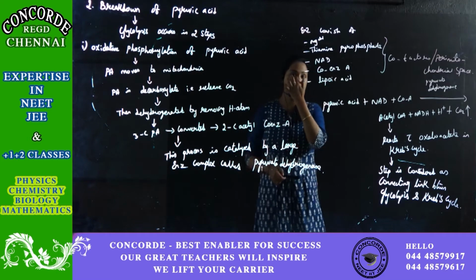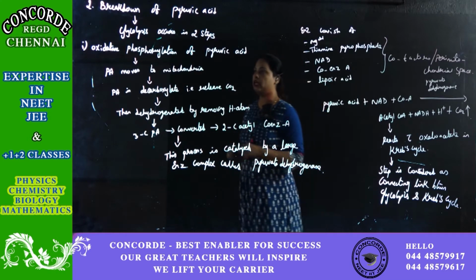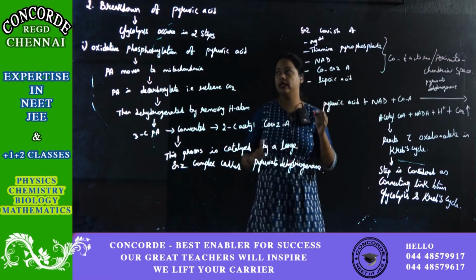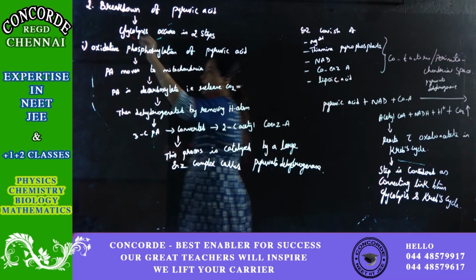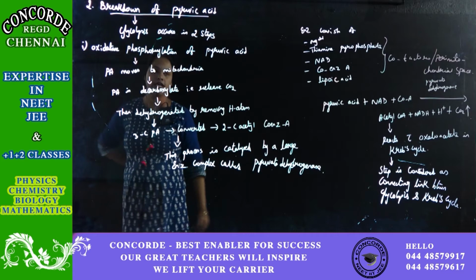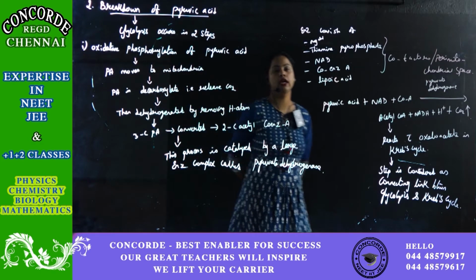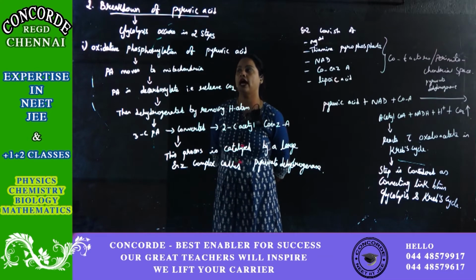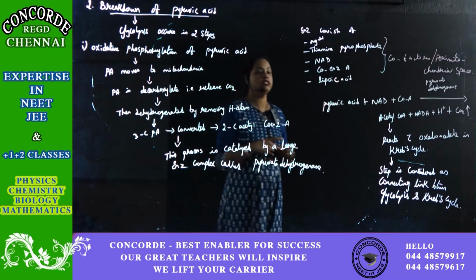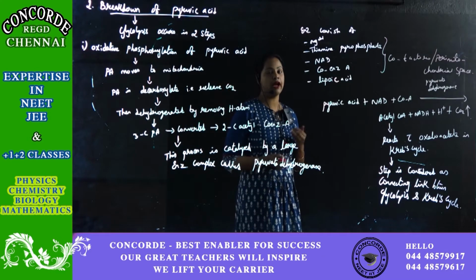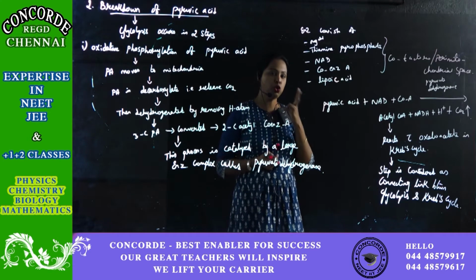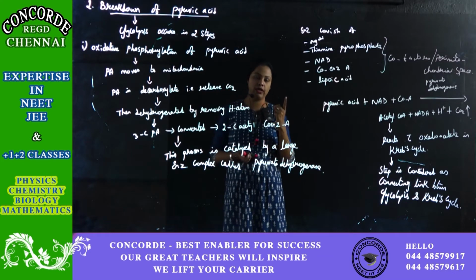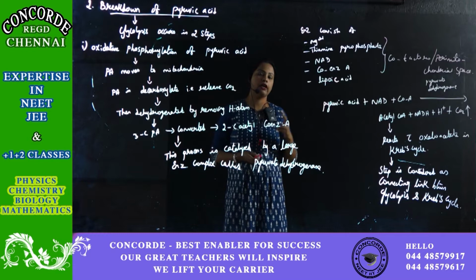As I've already told you, cellular aerobic respiration has two steps. One is glycolysis, another one is breakdown of pyruvic acid. In glycolysis, the end product is two molecules of pyruvic acid. If you take this pyruvic acid from glycolysis, it involves two steps. First step is oxidative phosphorylation of pyruvic acid. Second step is Krebs cycle.